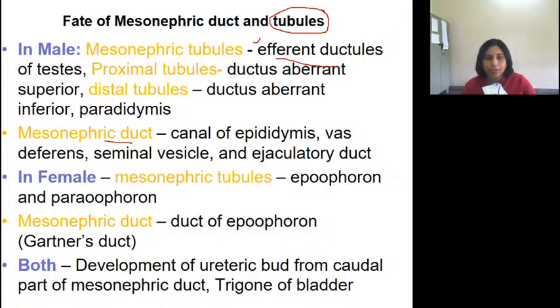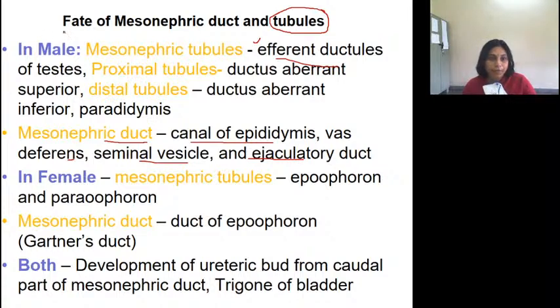So what are the remnants of the mesonephric duct? All these mesonephric tubules join and form the mesonephric duct. This mesonephric duct will give rise to the canal of the epididymis, vas deferens, seminal vesicles, and the ejaculatory duct. You know that in the case of males, this ejaculatory duct opens into the prostatic part of the urethra, right? So up to here, the mesonephric duct will give rise to the collecting part of the male reproductive system, that is the canal of the epididymis, vas deferens, seminal vesicles, and the ejaculatory duct.